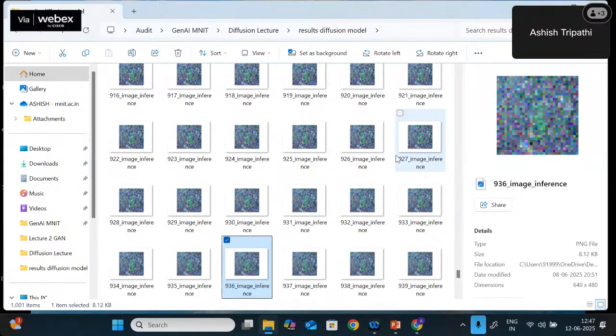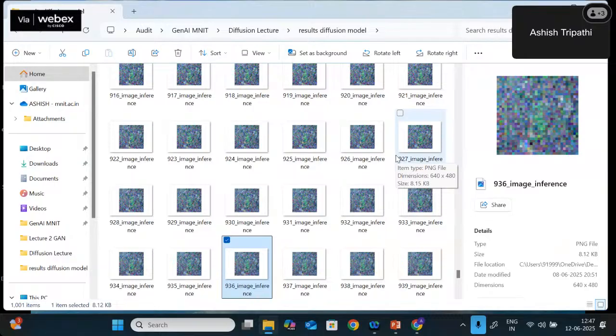Now, moreover, these images are of lower dimensions, 32 cross 32. That's why these images are not much visible. Because if you increase the dimensions, then the computation time is going to increase, but the quality will increase.